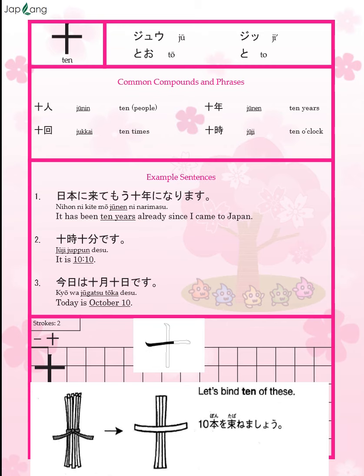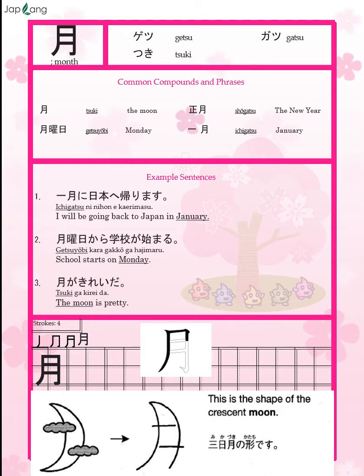So probably you can relate with the next kanji, the weekdays. We go for the weekday kanji, and the weekday kanji is tsuki. Alright, the tsuki kanji is there. Tsuki is your Japanese reading, getsu is your Chinese reading. Tsuki, the moon. Getsuyobi is Monday, shogatsu is New Year, and ichigatsu is January. This is the shape of the crescent moon.